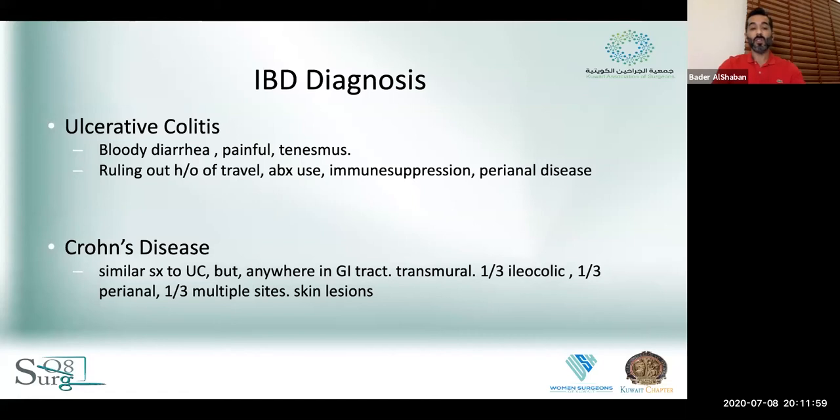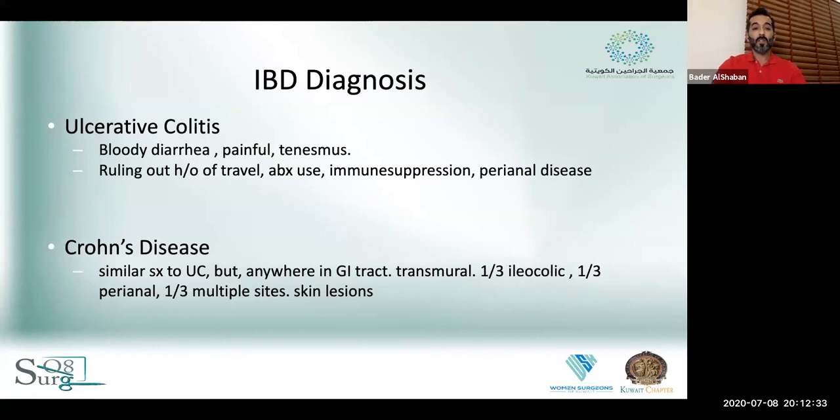With Crohn's disease, it tends to be similar to ulcerative colitis, but it tends to present anywhere in the GI tract. It tends to be transmural, unlike the submucosal and the mucosal nature of the ulcerative colitis. Patients tend to present into 1/3 clusters of either ileocolic disease or perianal disease, or the last third would be in multiple sites. Skin lesions tend to be more common with Crohn's disease, however, they do present in both populations.